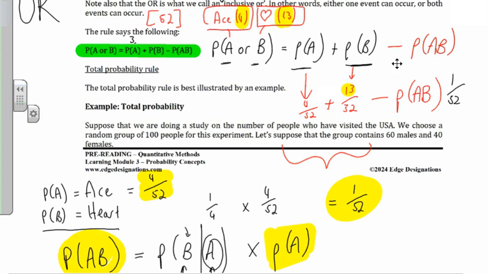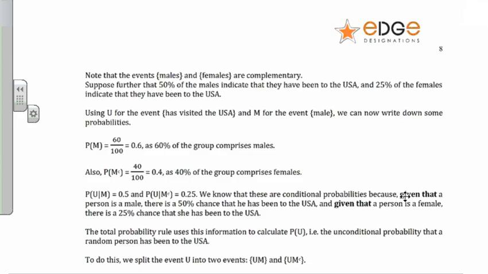We'll talk about a formula in a second, but I'm going to just go through it by example first. Suppose we're doing a study on the number of people who visited America. We choose a random number of 100 people. In that group, there's 60 males and 40 females.